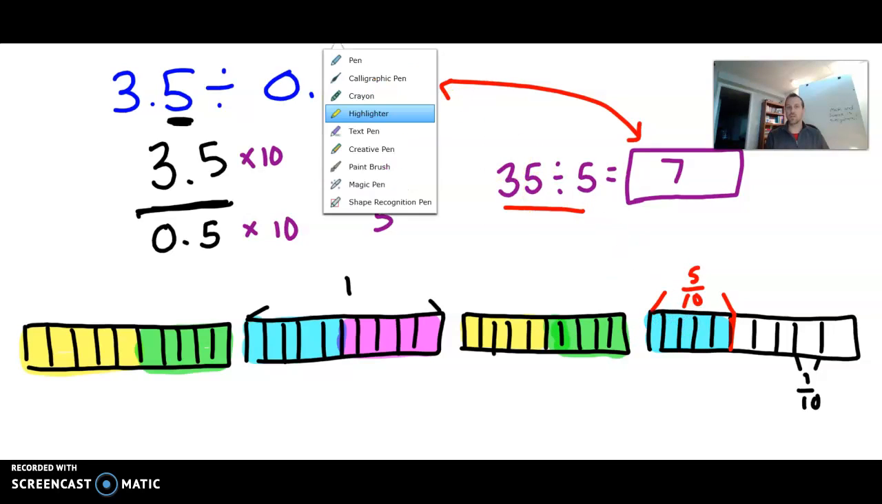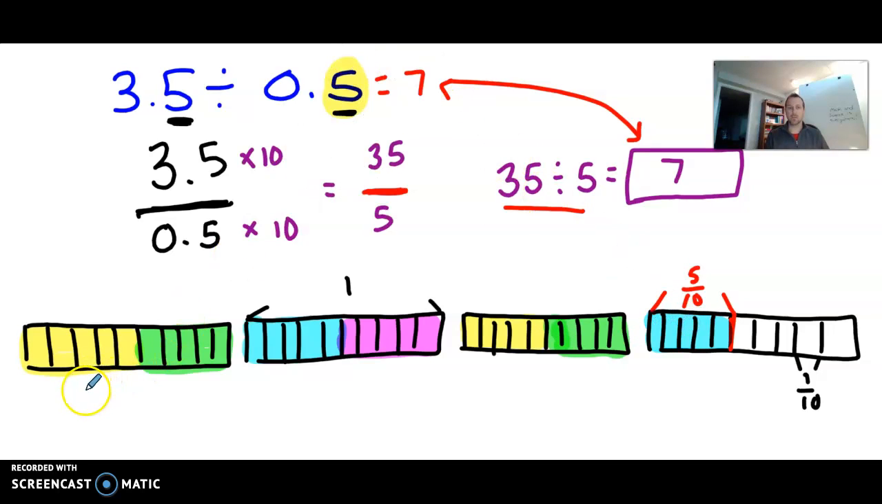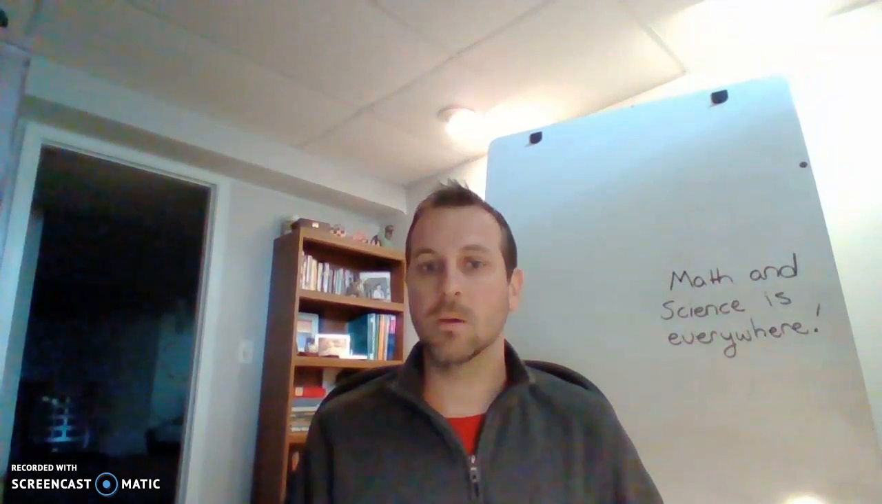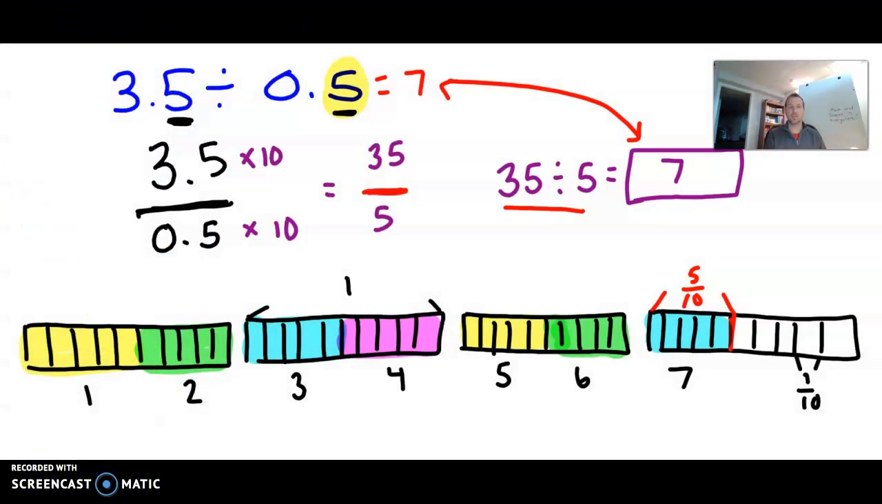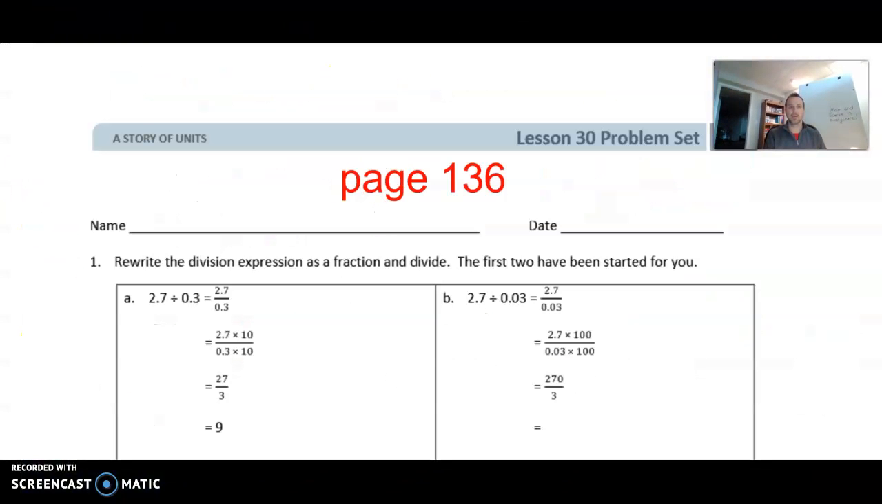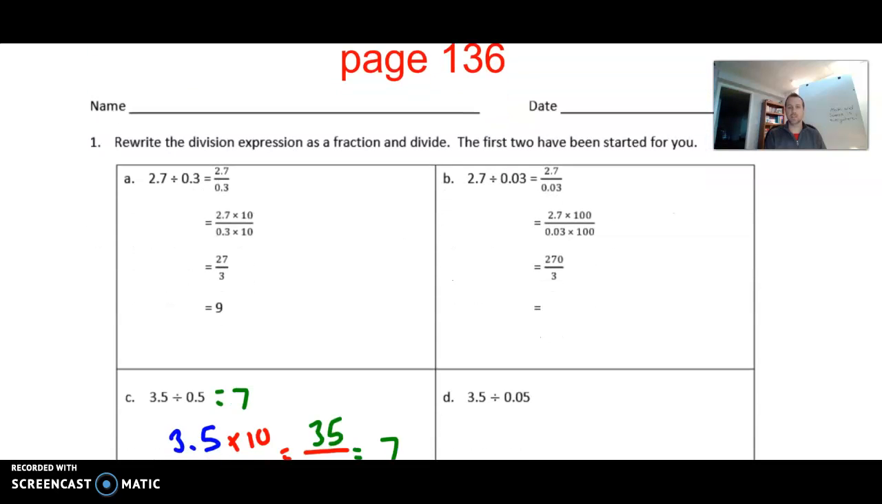5/10. How many groups do we have? Right, well, we have 1, 2, 3, 4, 5, 6, 7. We have 7 groups, and that was our answer. 7. Now, the models, I truly believe, help in our understanding a ton. So again, please go ahead and draw those models to help you if you need to. All right. So with that said, let's get into our problem set, page 136.